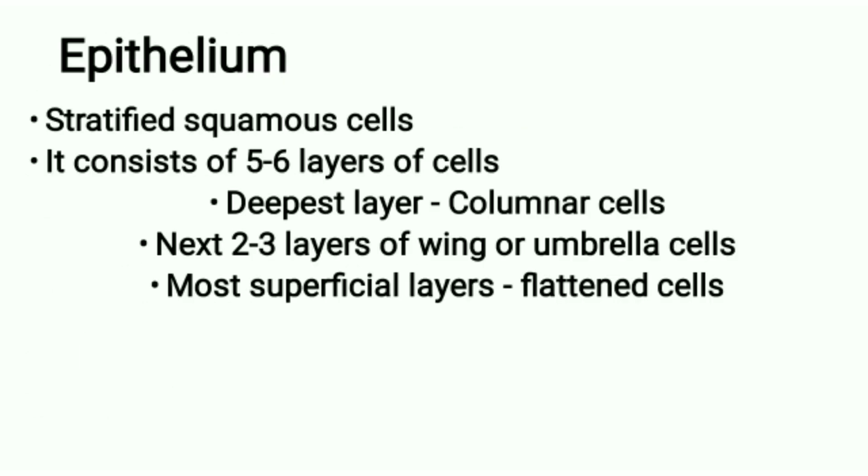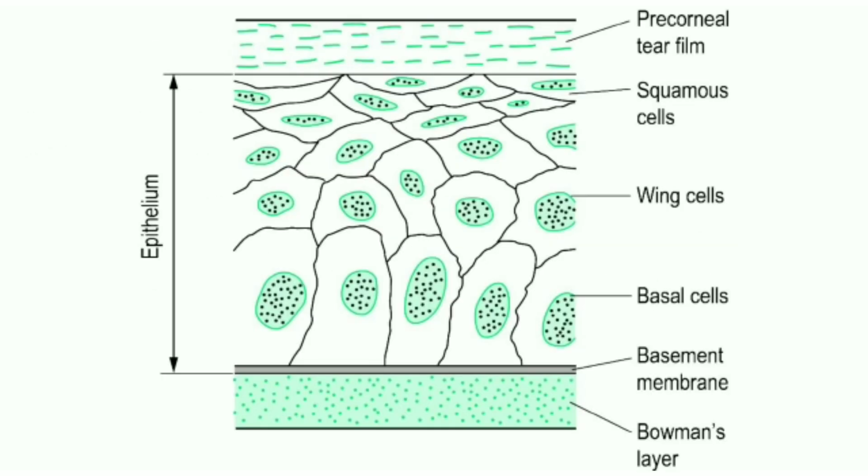So first one is corneal epithelium. It is made up of stratified squamous cells. It consists of 5 to 6 layers. The deepest layer is of columnar or basal cells. Next 2 to 3 layers are of wing or umbrella cells. The most superficial 2 layers are made up of flattened cells as you can see in this diagram. Superficial epithelium cells बहुत ही tightly packed होते हैं so that tears stroma में ना जाए.